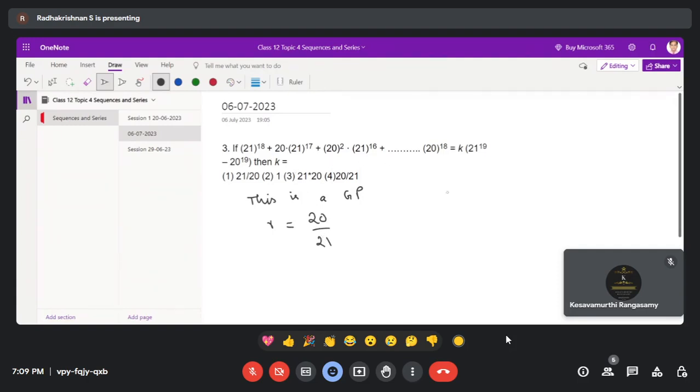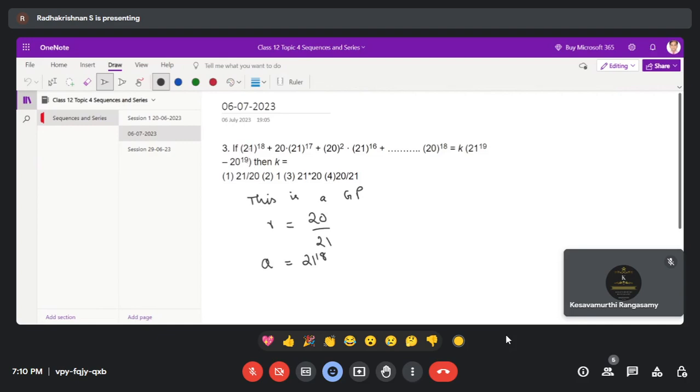So this is your series. Similar to AP, here A is 21 to the power of 18 and R is 20 by 21. Just like D, the equivalent of D is R here. So we have A and R, and then we can find out the sum to so many terms.